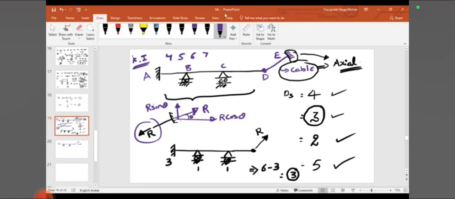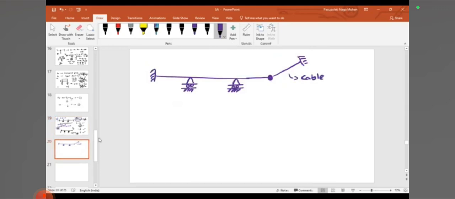So there is a hinge. Is there any hinge at D? No, we thought it is a hinge. No, that is not a hinge. I just want you to get clarity that the cable is connected at joint D. That's it. There is no hinge there. It just tells you that it is connected here. Nothing else.